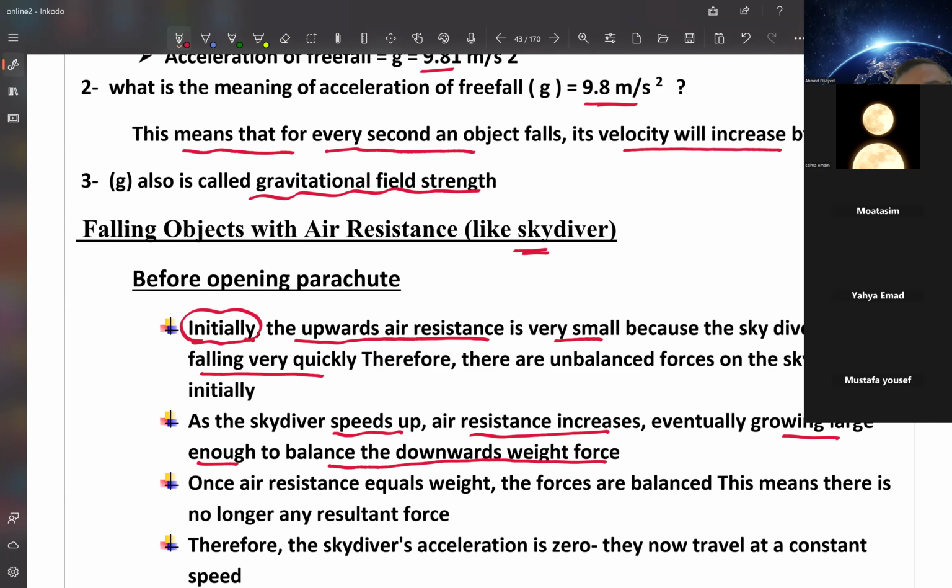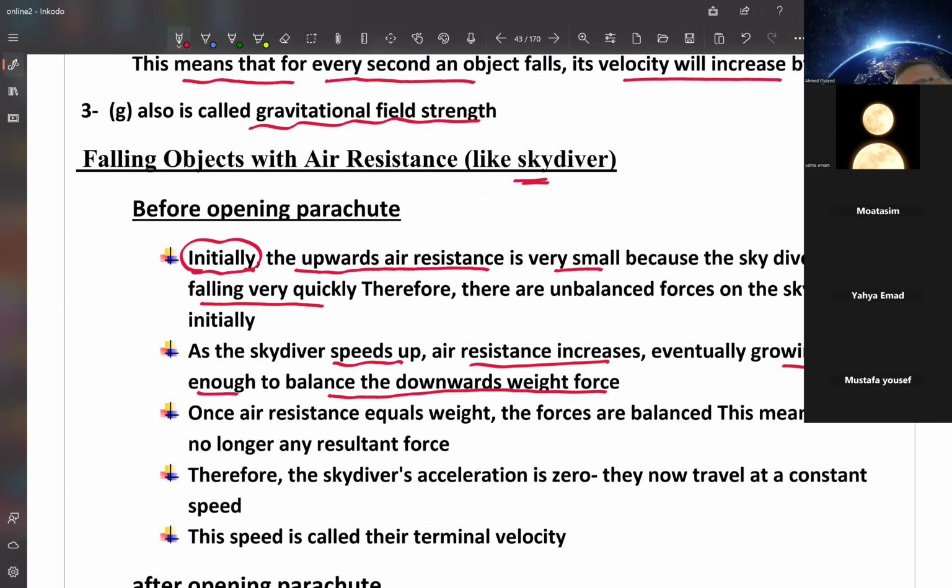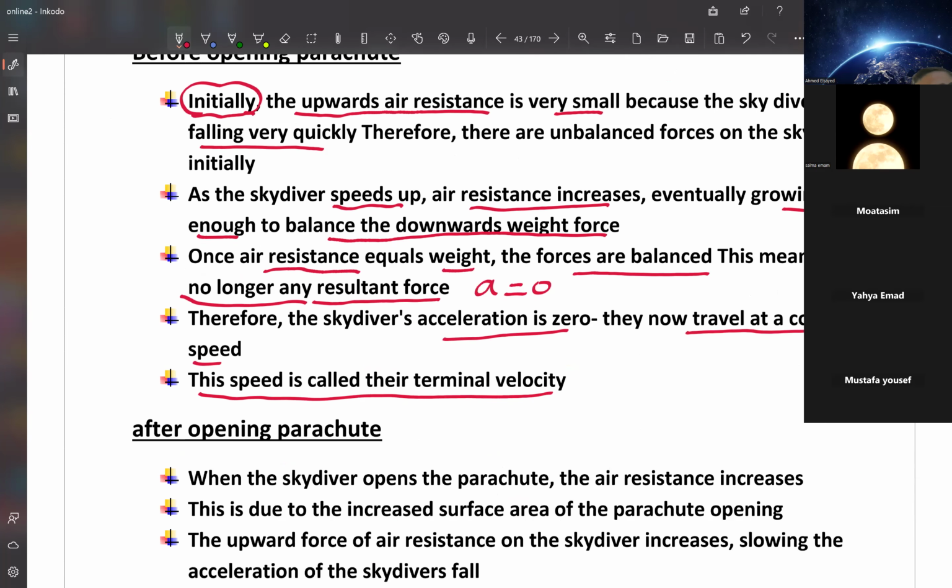Now air resistance equals weight, resultant force equals 0. It means the forces are in balance, so resultant force equals 0, and this is why acceleration equals 0. Now the skydiver is moving with a constant velocity called what? Terminal velocity. This speed is called terminal velocity.